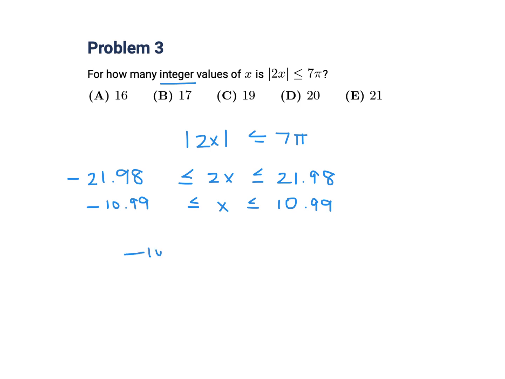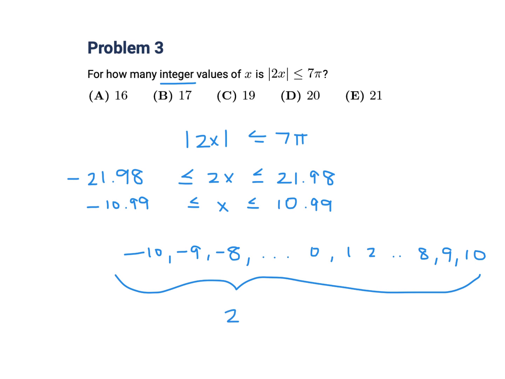So it would be minus 10, minus 9, minus 8, so on, all the way till 0. And then on the other side, you'd have 1, 2, all the way till 8, 9, and 10. And when you add up all these, there's 21 of those integers, and therefore the answer is E.